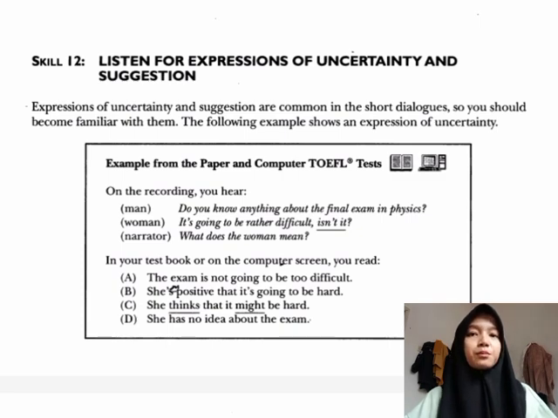And we have expressions of uncertainty and suggestion. For uncertainty: "isn't it?", "as far as I know," "as far as I can tell." When you hear these words, you can identify them as uncertainty. And for suggestion, we have "why not" and "let's." When you hear these two, it means the speaker is making a suggestion.